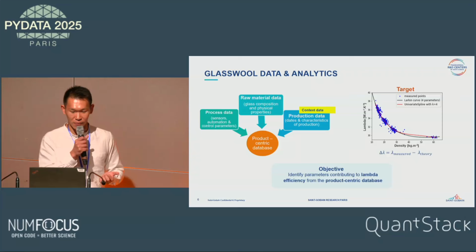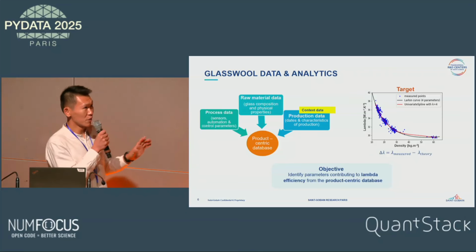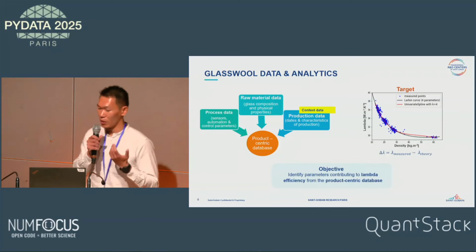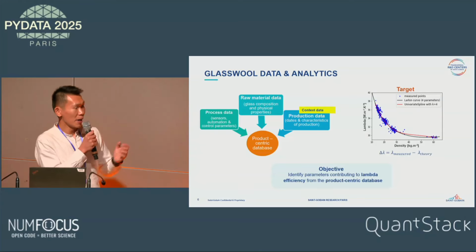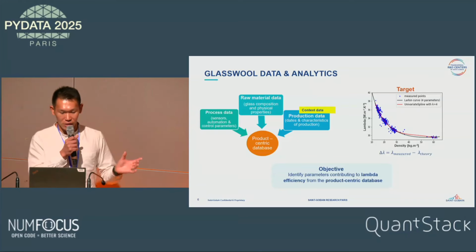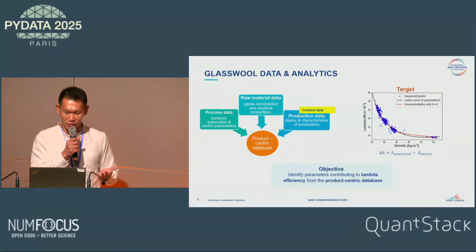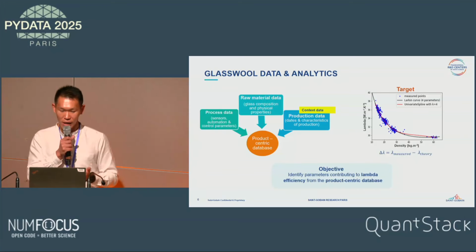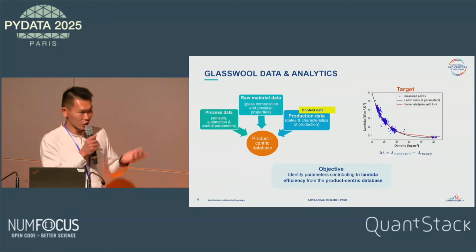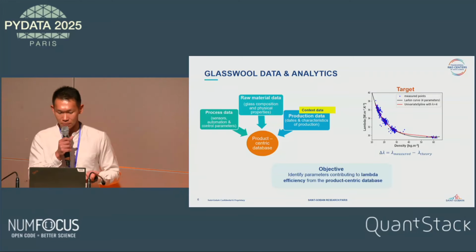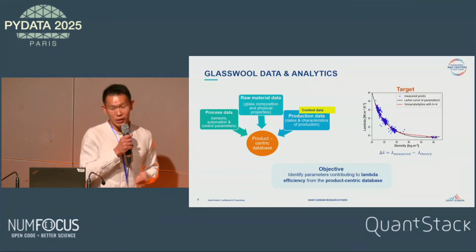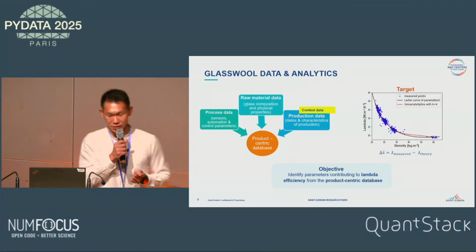product quality. So to do this, the first step is to build what we call a product-centric database by gathering data from the processes, so from the sensors, the raw material data from the Glasswool production, from the Glasswool composition, and the physical properties, production data, and the quality data together. And then the second step is to define the target.